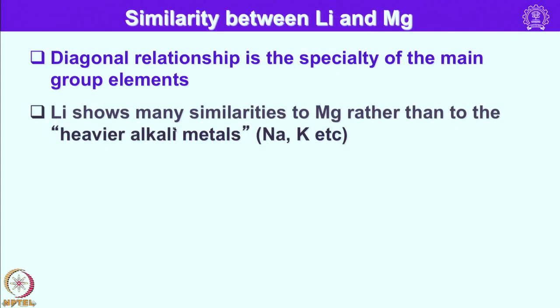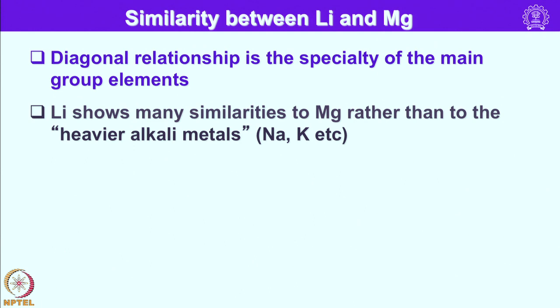And let us look into some similarities between lithium and magnesium. So, this is called diagonal relationship. When we are comparing one element from group 1 with one diagonally down, this is called diagonal relationship, and this diagonal relationship is very important in case of main group elements. For example, here lithium shows many similarities to magnesium rather than to the heavier alkali metals from its own group, such as sodium and potassium. Let us look into a few examples here.